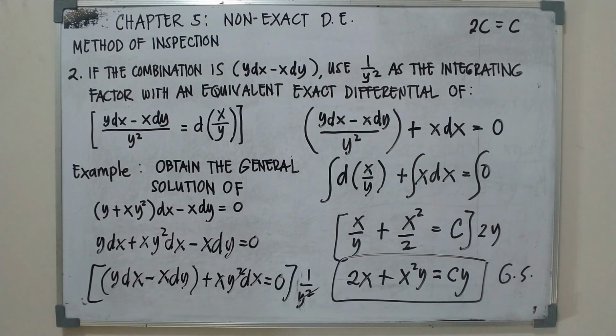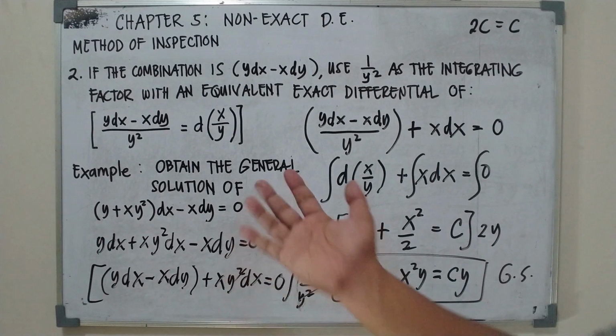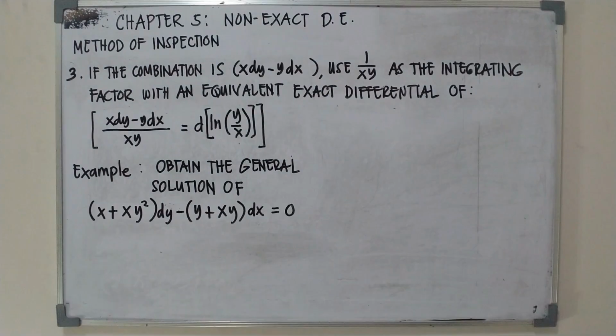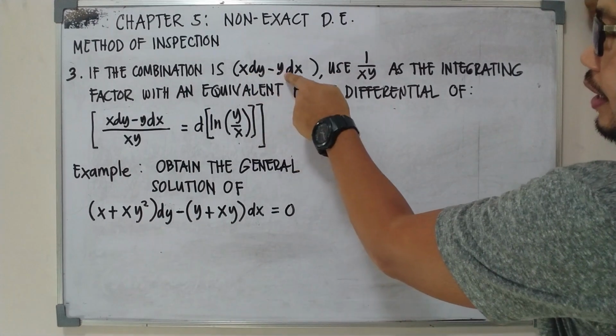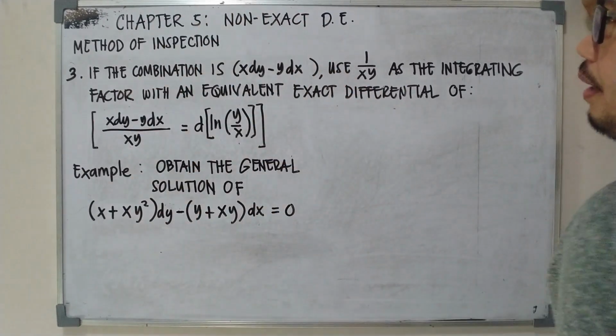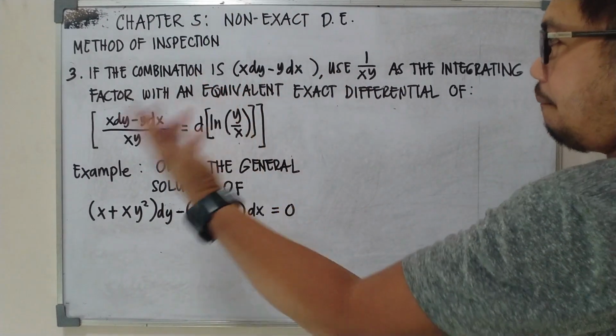Okay? Madali pag meron ka agad makuhang combination. So, this is the second combination. Let us proceed doon sa ating third combination. Let us go to this combination number 3. We have here x dy minus y dx. So, this combination is the same as the combination doon sa ating number 1.